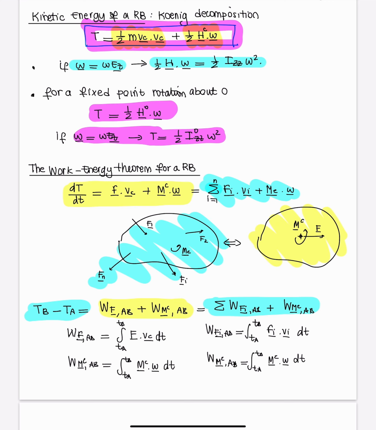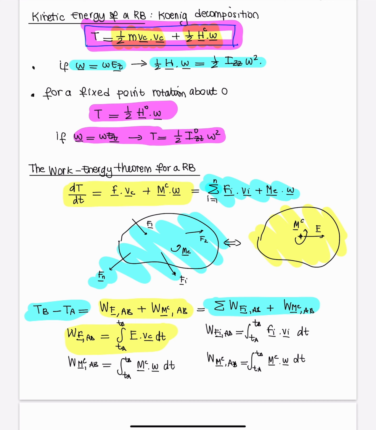So then how do we calculate the work of a force? As we did before, that's the integral of the force dotted with the velocity dt. But now we're not working with particles anymore. We're working with rigid bodies, and different points on rigid bodies have different velocities. So then the work of the force is the integral of the force dotted with the velocity of the point of application of the force.